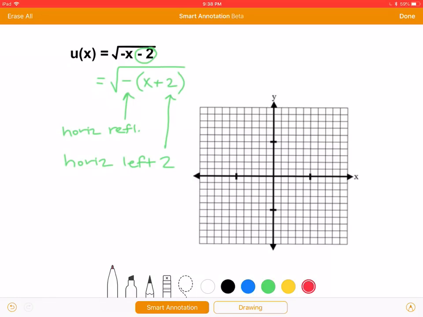Our parent function, graphed in 5 seconds or less. There it is. And I need to reflect, then move left. So reflecting, then moving left. Let's just see the reflection. There it is. And then I'm going to move all of that left by 2. Left 2, left 2, left 2, left 2. And that's it.